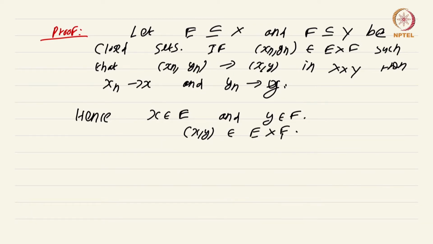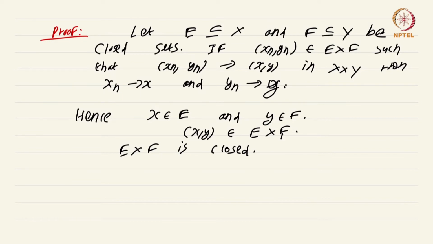What this shows is that E cross F is closed. The product of a closed set in X and a closed set in Y is going to be closed, simply because we have shown that if you take an adherent point (x, y) of E cross F, then that adherent point is in E cross F. Now, how does this help? We have shown that the product of two closed sets is closed.